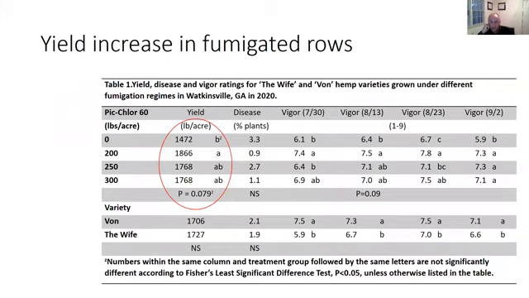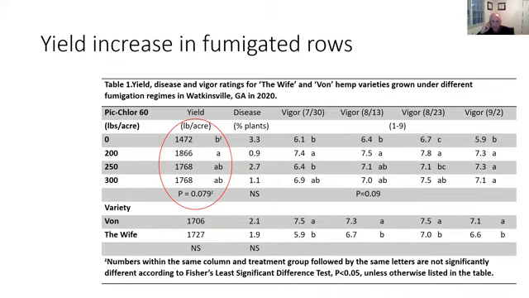We did see a yield increase in our fumigated rows. You can see my results here. With the Pic 60, the control had about 1,472 pounds, but fumigated with 200 up to 300 pounds, we were in the 1,700 to 1,800 pound range. So we did pick up a few hundred pounds an acre in yield, and we also saw higher vigor in those plants. We did not see a significant difference in disease levels, but I will say that our disease was very low in these plots this year. I really cut back on the irrigation, and we did a good job with our soil-borne diseases this year.